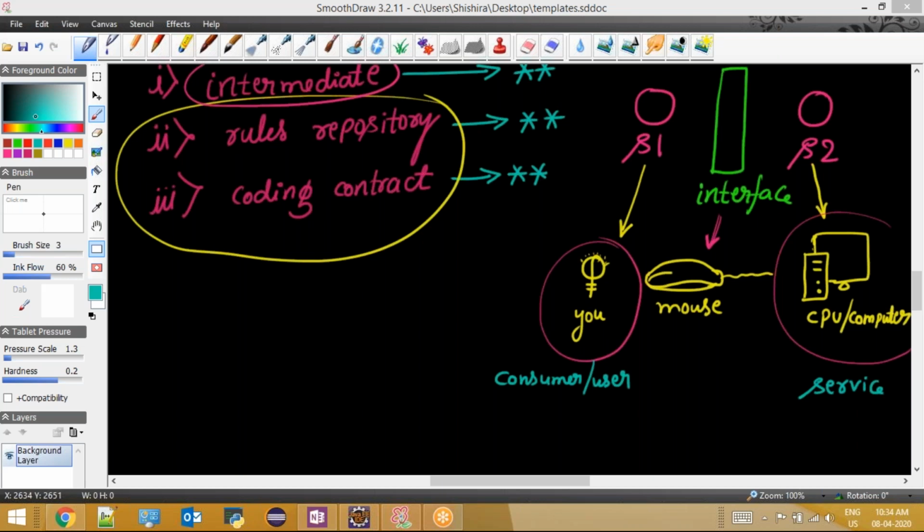So you are one system called the consumer, and the computer is considered another system, right? Between the computer's service and you as the consumer, we use an intermediate, and that intermediate is considered an interface. So we conclude that an interface is an intermediate between the consumer and the service. All right.